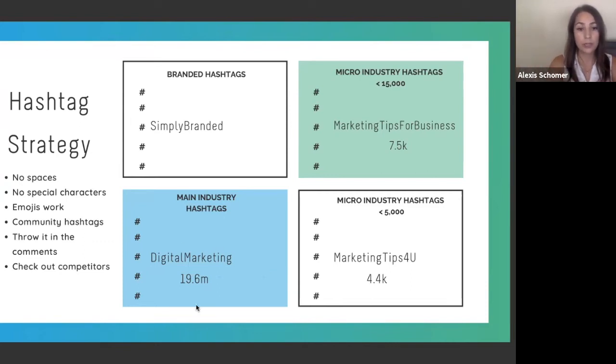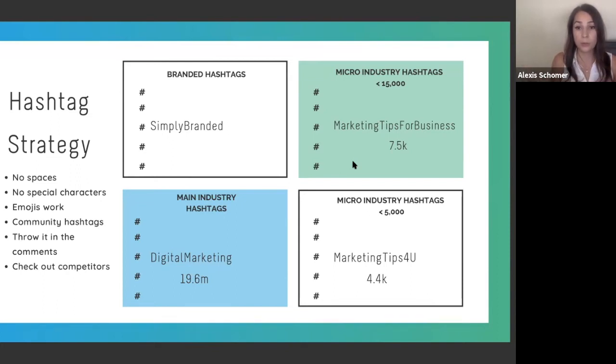So you do want to include them, but you also want to include micro hashtags with less than 50,000 posts, less than 15,000, less than 5,000, so that you can be engaging with these smaller communities where you actually have a chance to be found. And this is what we're going to research today. It does take time to research this, but I want you all to have something to walk away with.